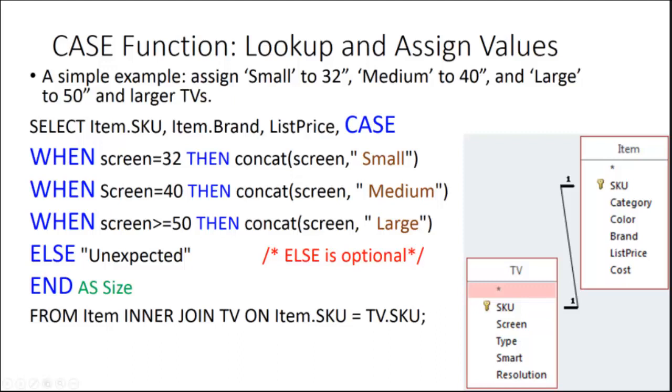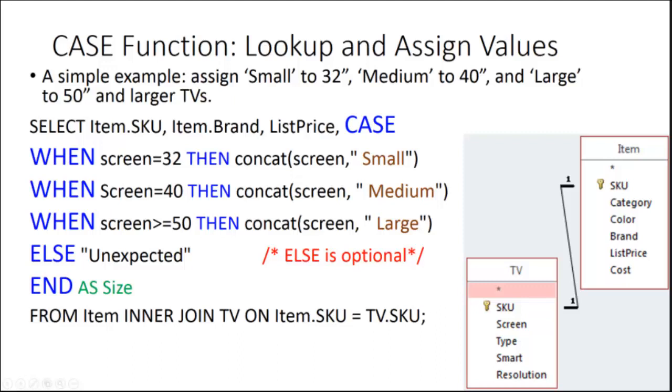So for example, for every 32-inch TV, the result will be 32, then there will be a space before small and followed by small. Same thing for 40-inch TVs. We'll have a 40 in the result, one space, and then medium. For 50-inch and larger, here we have screen greater than or equal to 50. We'll have the screen size 50 or 60, as we have in the database, then one space and large.